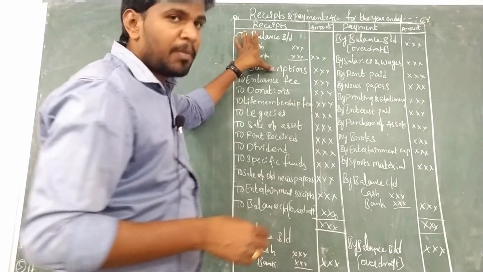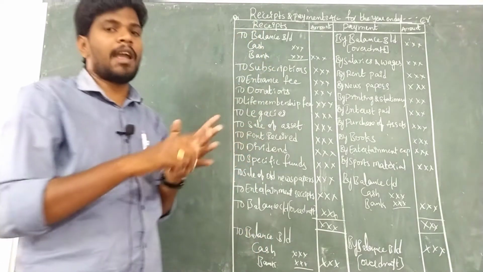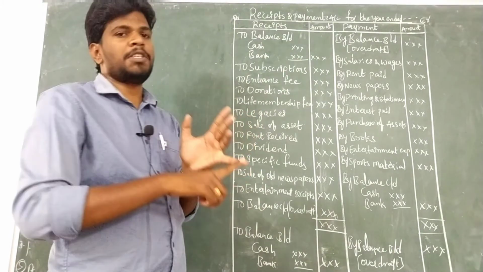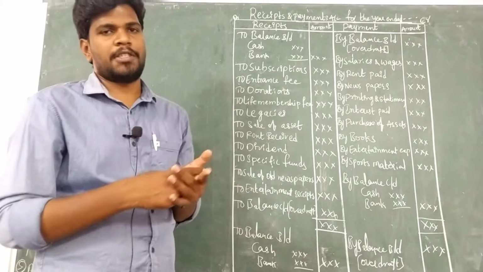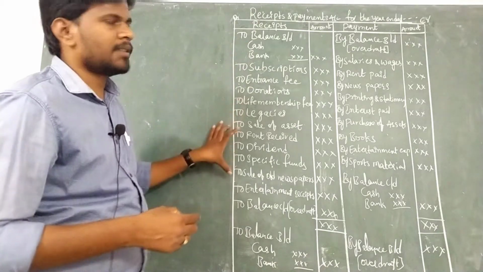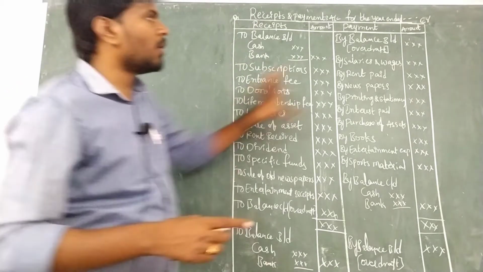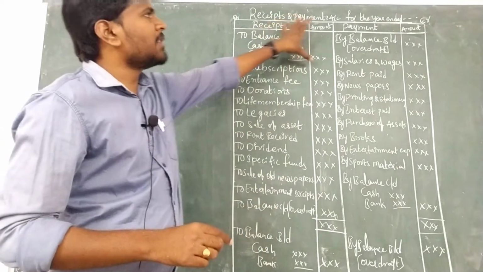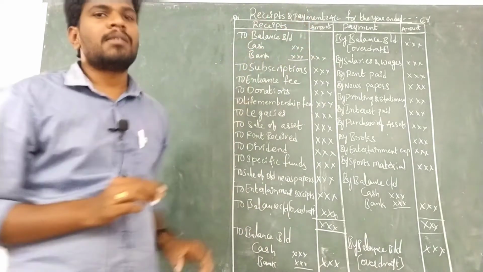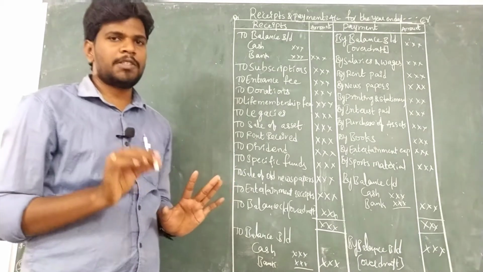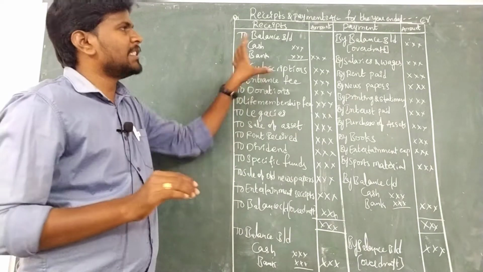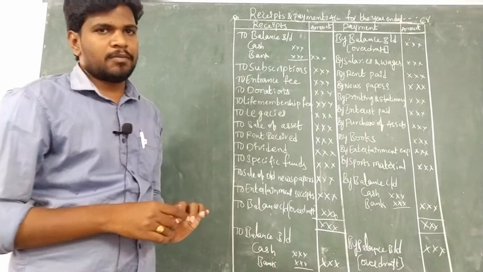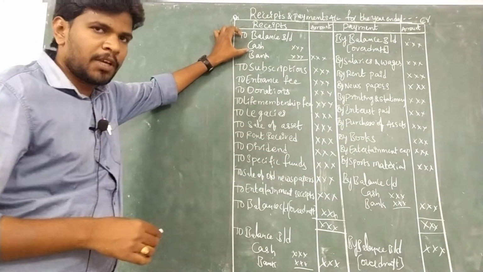Receipts may be revenue receipts or capital receipts. Payments may also be revenue expenditure or capital expenditure. All receipts are recorded on the debit side, all payments on the credit side. The receipts and payments account is nothing but a cash book. Same as a cash book, all the receipts are recorded on the debit side and all the payments on the credit side. One by one we have to discuss.